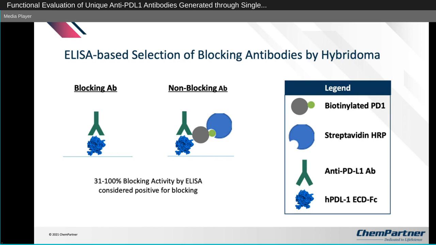So this was an ELISA-based quantitative evaluation of blocking activity, and we cast a broad net: anywhere between 30 to 100% inhibitory activity was how we selected our hits to move forward to the subcloning process during the primary screening of hybridoma supernatants.